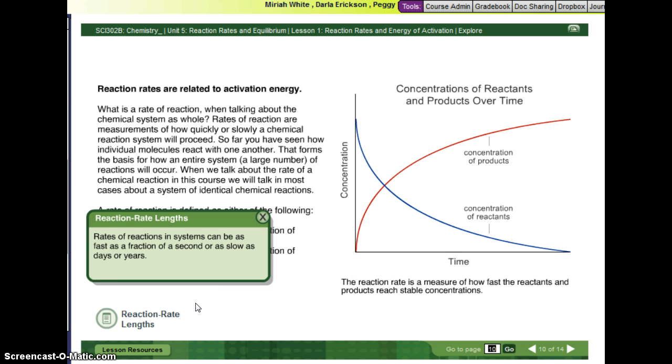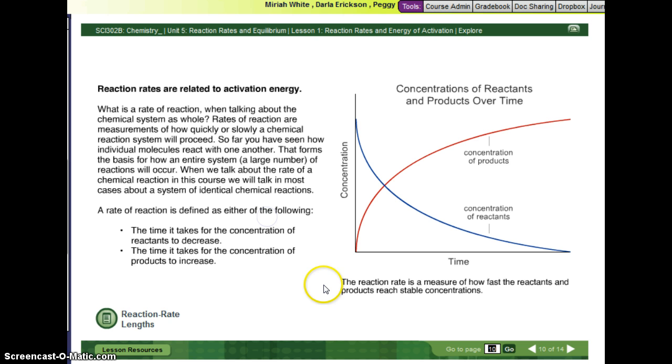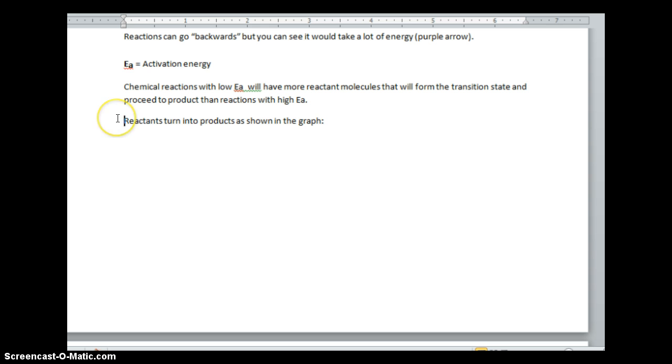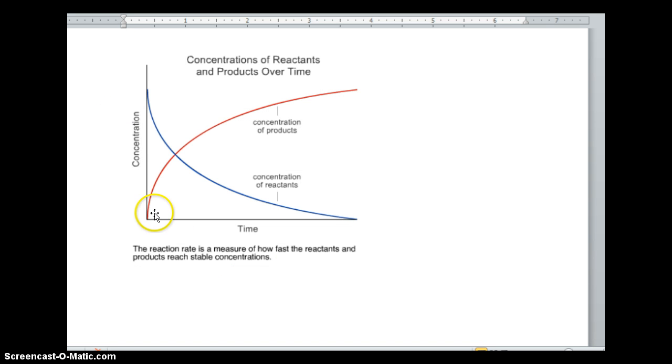Rates of reaction in systems can be as fast as a fraction of a second or as slow as days or years. So the reaction rate is a measure of how fast the reactants and products reach stable concentrations. In other words, over time, reactants turn into products. Concentration is a fancy way of saying how many. So I start out with no products and lots of reactants. I'm getting less and less reactants because they're turning into more and more products. Reactants turn into products as shown in the graph. So there's an increase in products because we have a decrease in reactants, because the reactants turn into products.